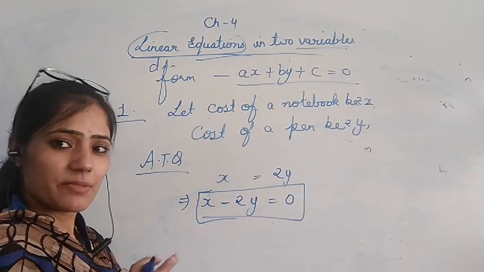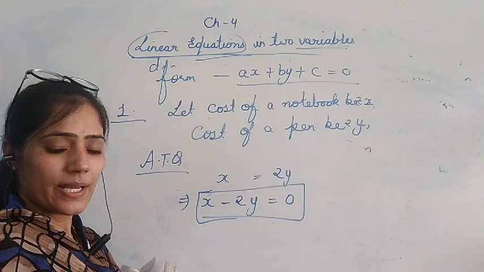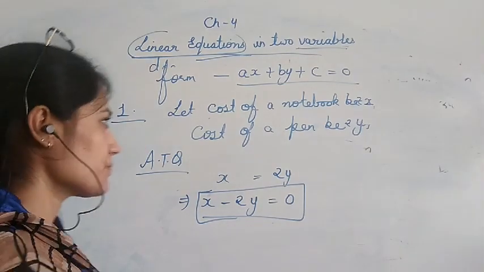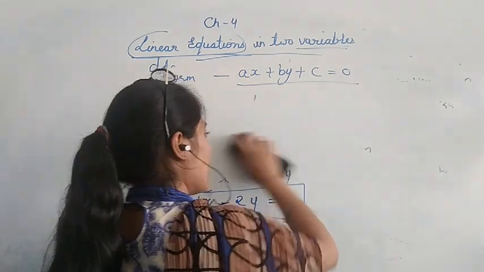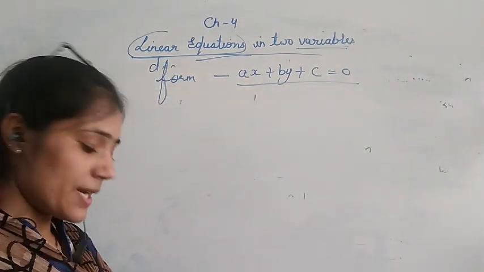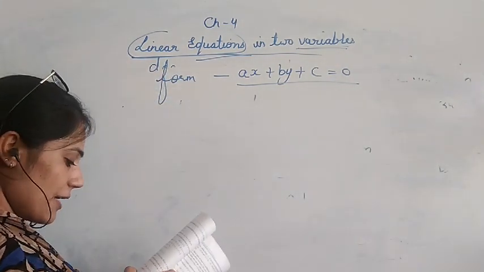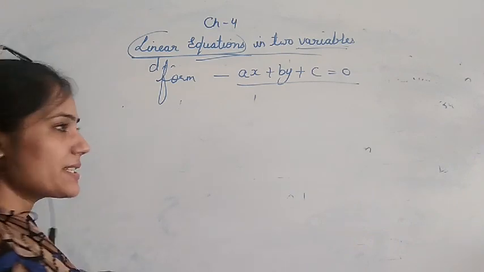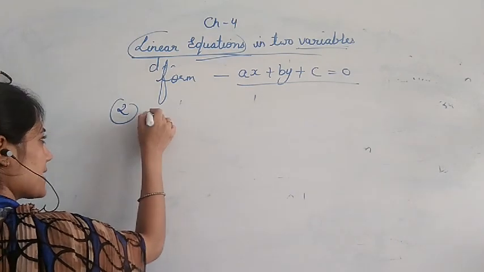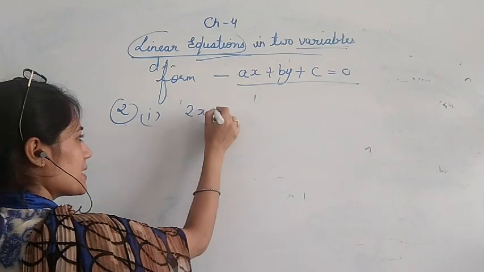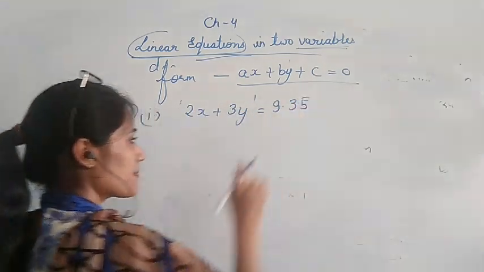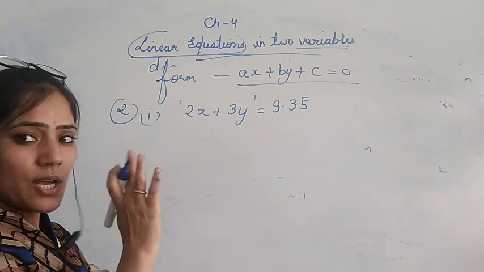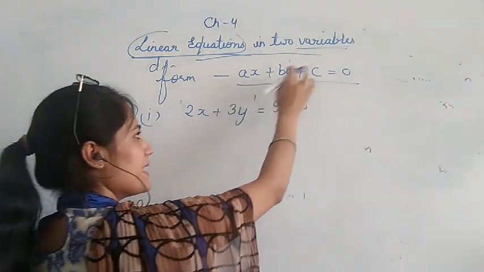Got it? Question number 1, you got it? Okay. See question number 2. Now in question number 2, it is saying we have to find the value of a, b and c. I will explain some parts. First part: 2x plus 3y equal to 9.35 bar. This linear equation is given. We have to find the value of a, b, c.